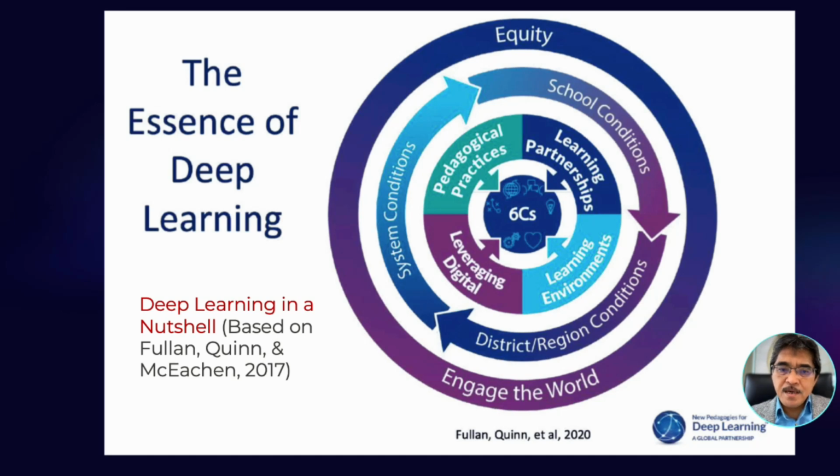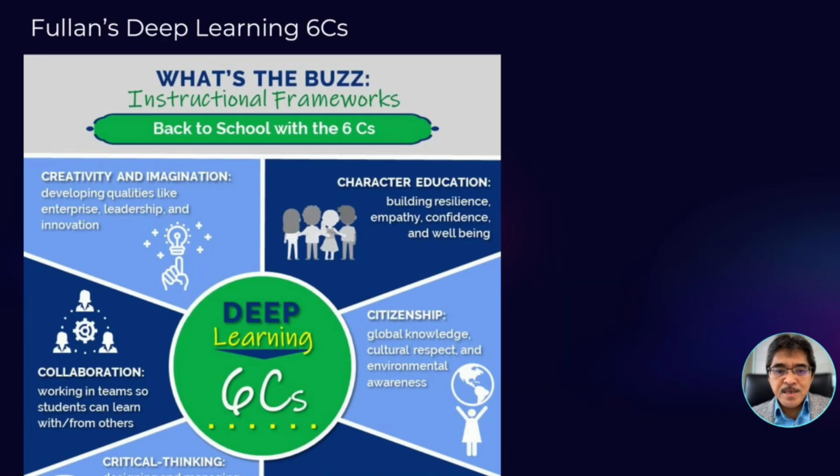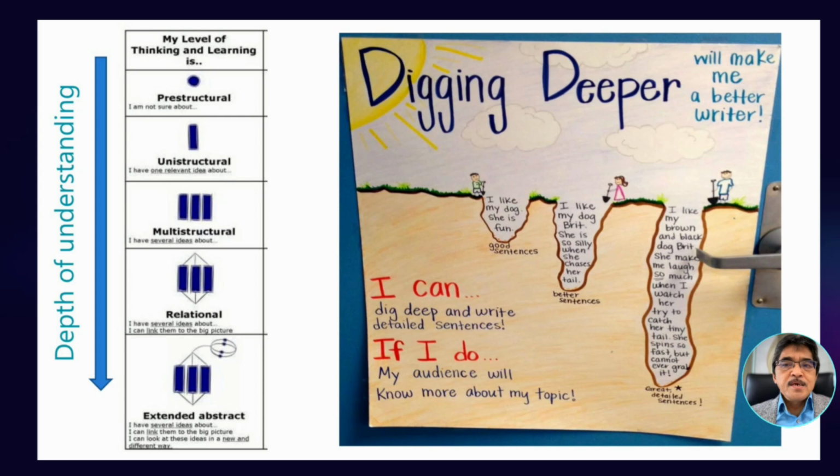This is a framework. I don't want to make this video too long, but these are some of the things that I am going to share, based on the 6 C's of deep learning. This is from Michael Fullan's framework of deep learning. I'm also going to share about SOLO taxonomy and Bloom's taxonomy. I think educators need to understand both of these, the differences between these taxonomies, and when and how we can apply them.